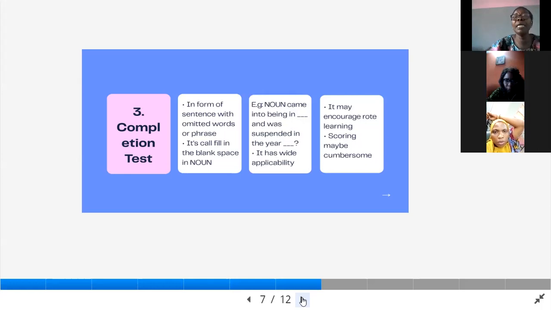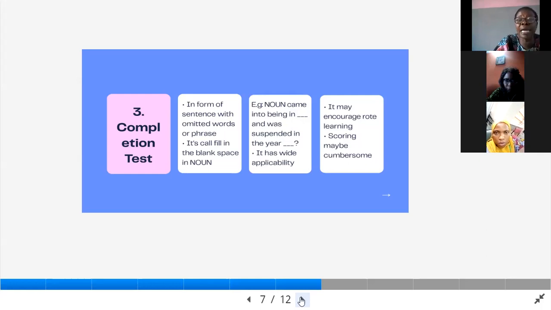It may also encourage rote learning. It means that some students will want to cram some things they have seen, because they will see that I want them to fill in the gap. If they have seen an old question and think that the same question will come out, they want to cram that. You understand? So this type of thing doesn't encourage creativity like we saw in essay, and originality like we also saw in essay.